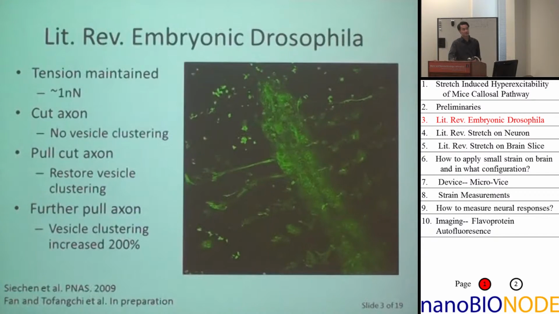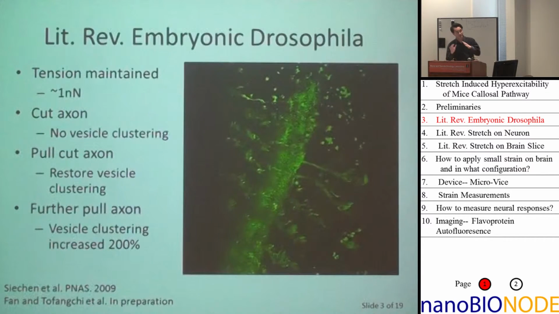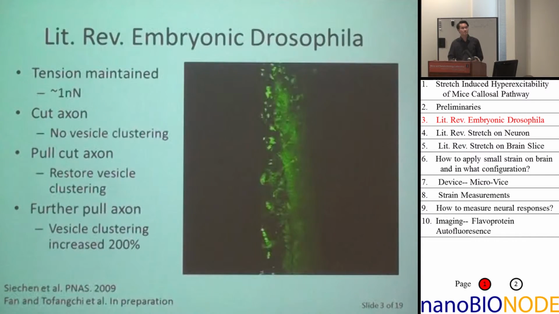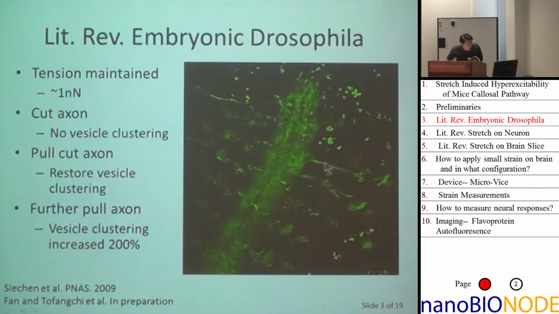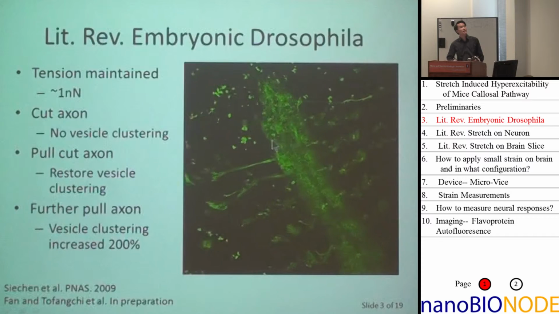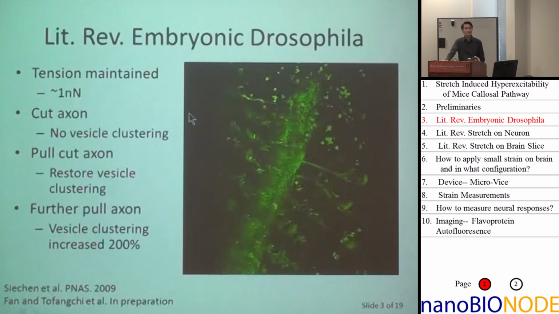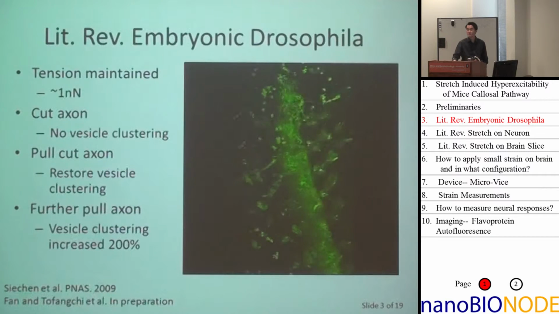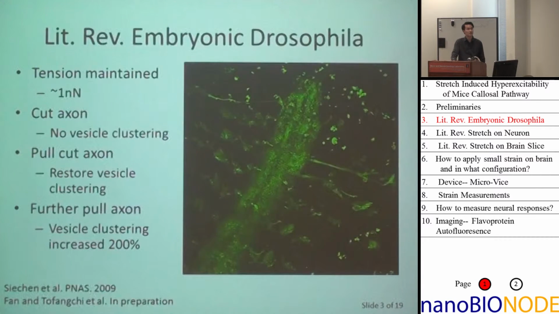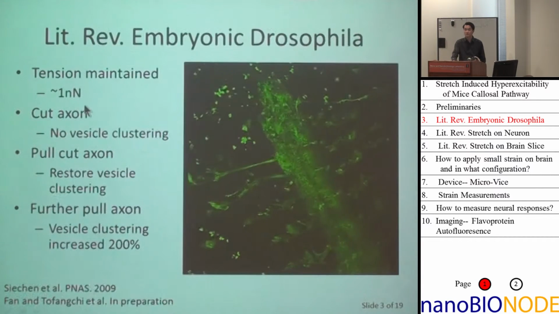Here, what's spinning is a Drosophila embryo that's being dissected, and a single axon is isolated here. So our lab previously brought in a MEMS device and probed what kind of tension is being maintained with one of these axons. It turns out it's on the order of 1 nanonewton.